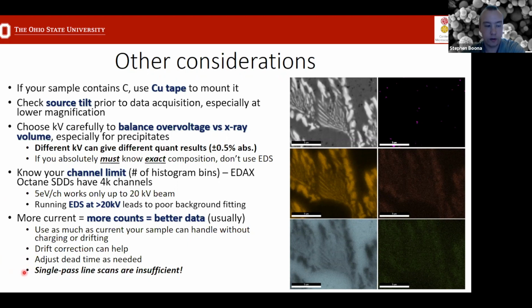I very recently learned that if you do line scans for quantification, it's a good idea to make sure they repeat. I can show you how to set that up. Otherwise, a single pass is probably not going to give you enough counts to get accurate information. It's good to double check the results of a line scan against point spectra. And if they don't agree, then I would trust the point spectra more.